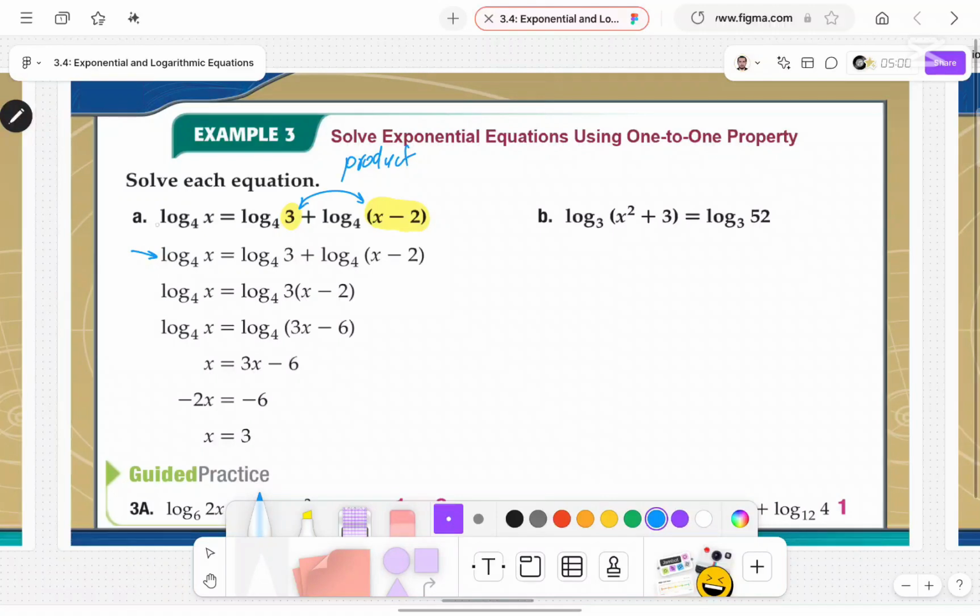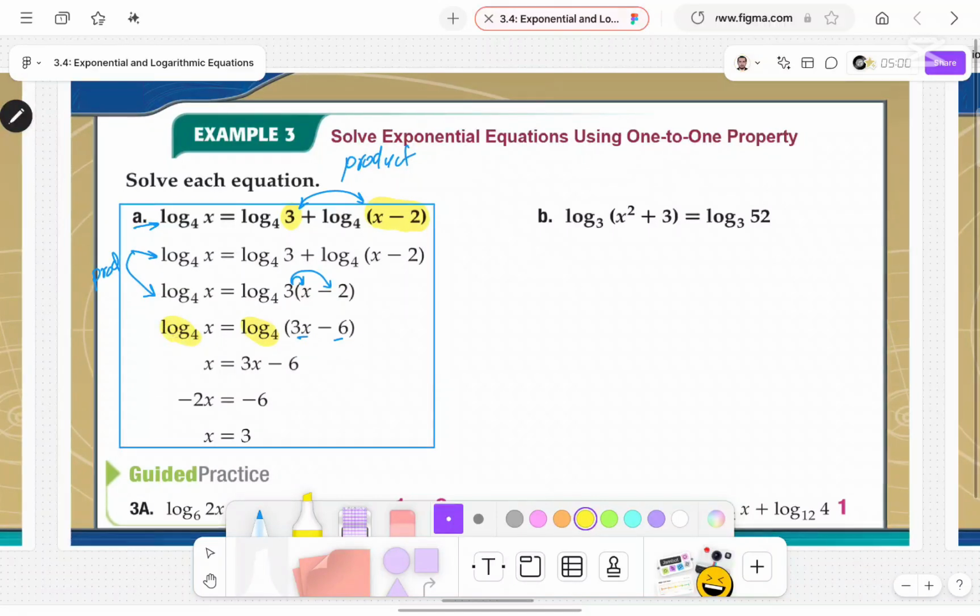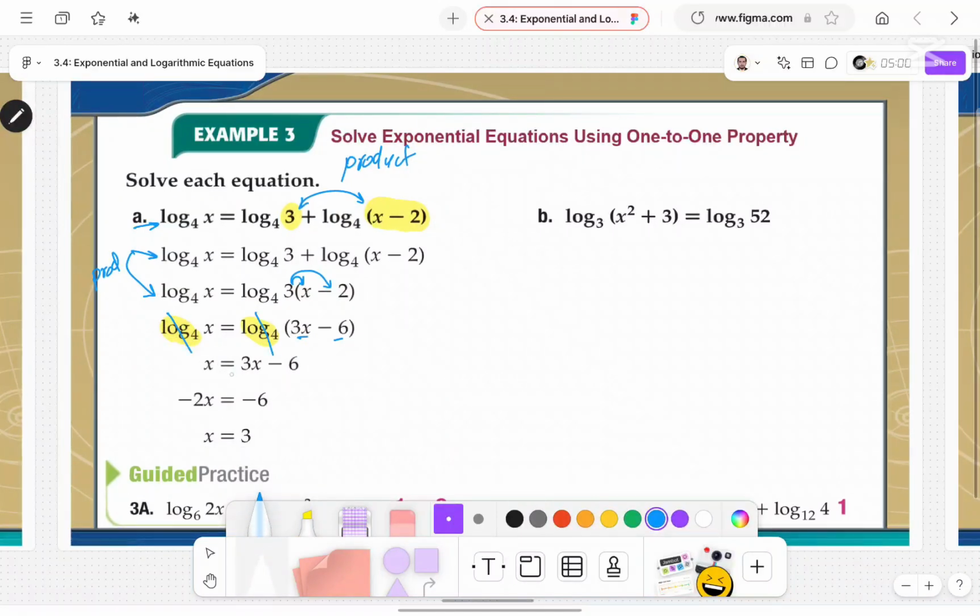So this is what you can see. This is the question and this is the question. This is not a step. Now the first step is here. Well, this one is the product property. So after we multiply them together, I now have the same bases. Can I cancel the bases? Yes, I can cancel the bases, or we can use the distributive property first. 3 times x and 3 times negative 2, so it becomes 3x minus 6. Now I have the same bases, this base similar to this base. I can cancel this one with this one, so it remains x equals 3x minus 6.